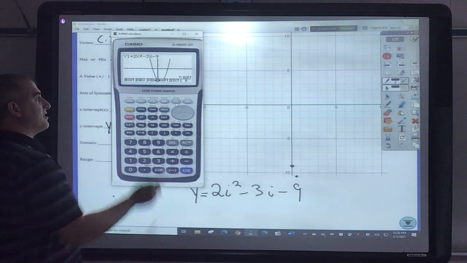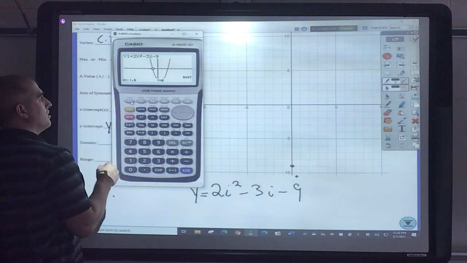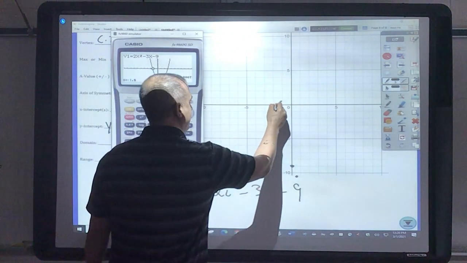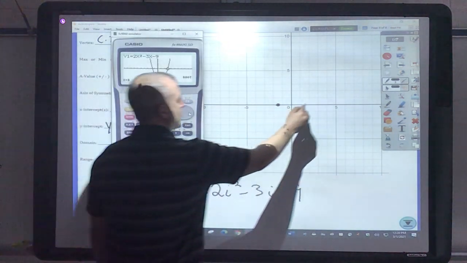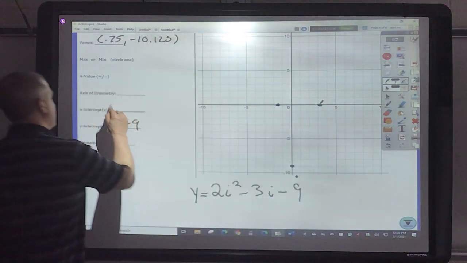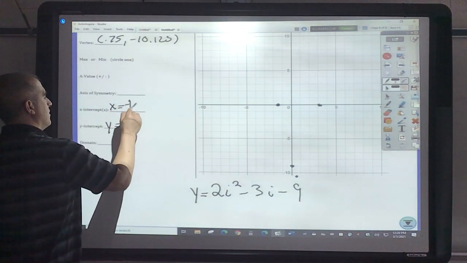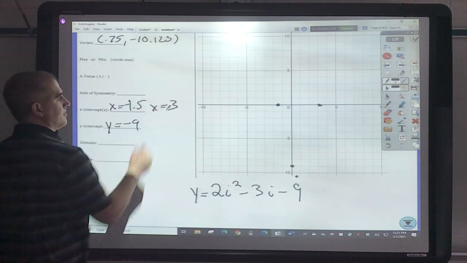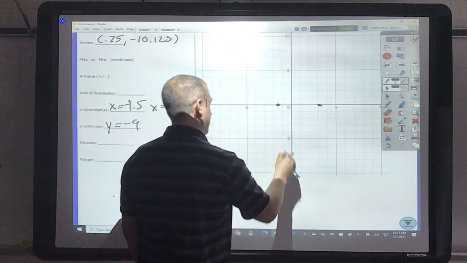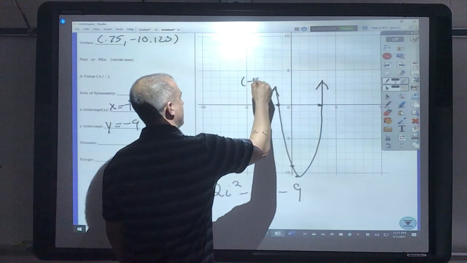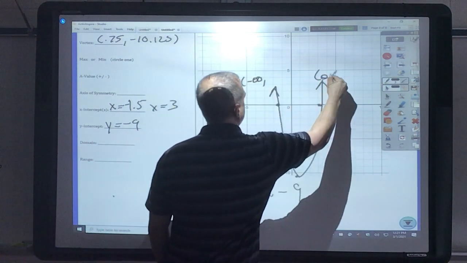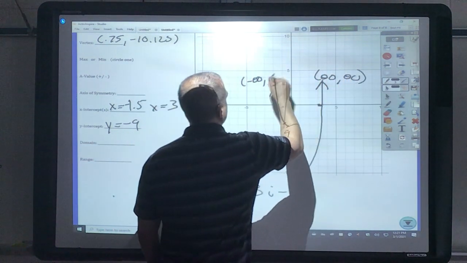G-solve, now I gotta find the x-intercepts. I'm gonna do root, which is negative 1.5, okay? And I hit over to get the other one, it's going to be 3. So x equals negative 1.5, x equals 3. Okay, here's what my picture looks like. That's going to be negative infinity, positive. Both arrows now going up.